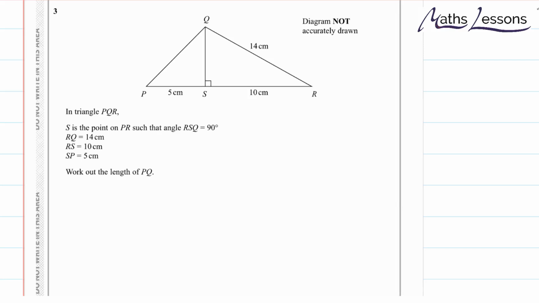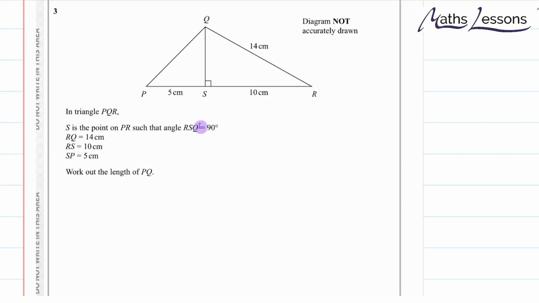This is an interesting question because a lot of students who did this started thinking about cosine and sine rules because they couldn't see the right angle in this big triangle here. But what you've got is a question 3. You don't get sine and cosine rule on question 3. It's an easy question, so therefore it must be something like normal trigonometry or Pythagoras.